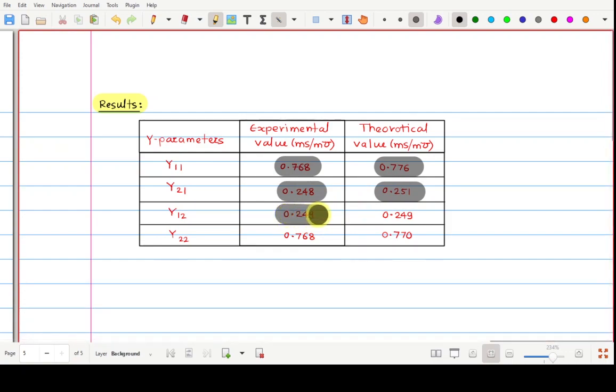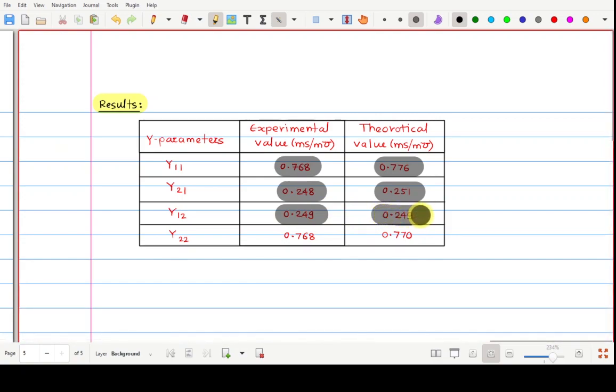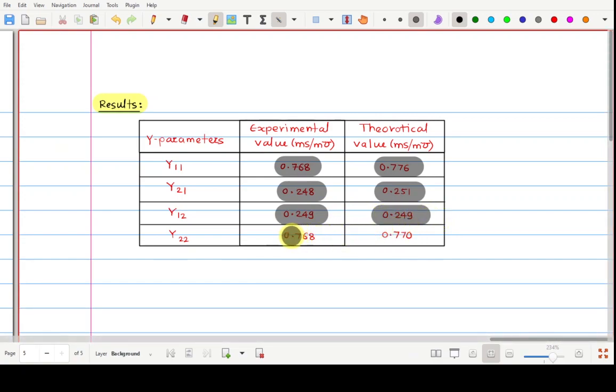Okay, then y12 was 0.249 during the experiment. Now during calculation it is 0.249, so exactly the same value we are getting. And y22, the last parameter, the experimental value was 0.768 millisiemens, and here we are getting 0.770 millisiemens. So if you compare these experimental values with theoretical values, you can conclude that almost the same values we are getting. So this justifies our experiment. Whatever readings we have taken, they are correct. So this can be verified by doing the on-paper calculations or theoretical calculations.